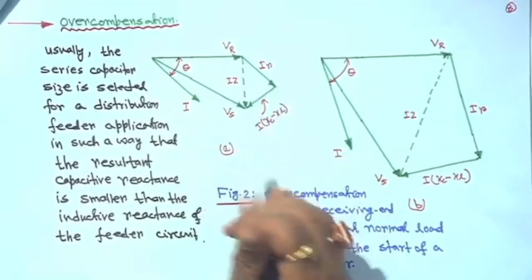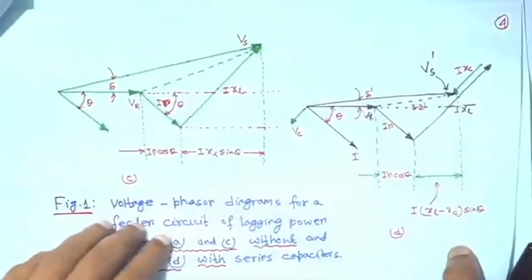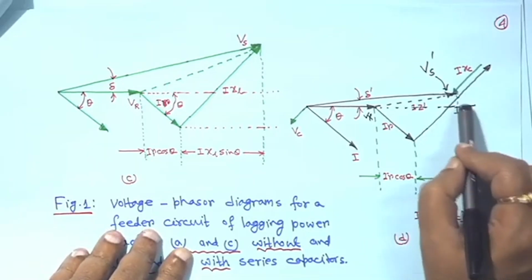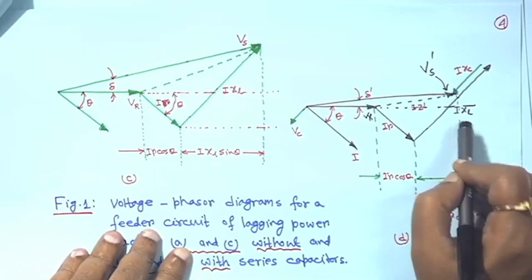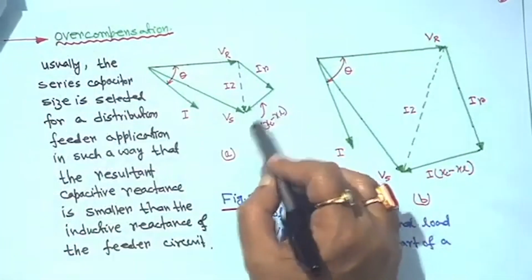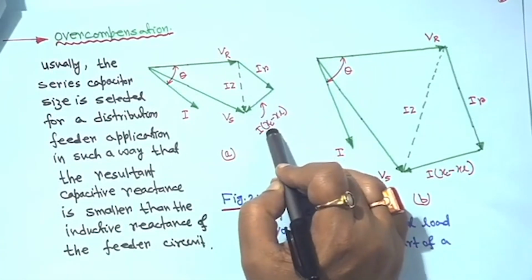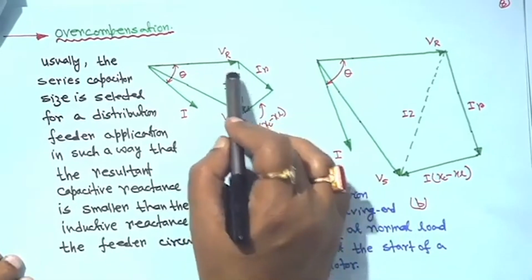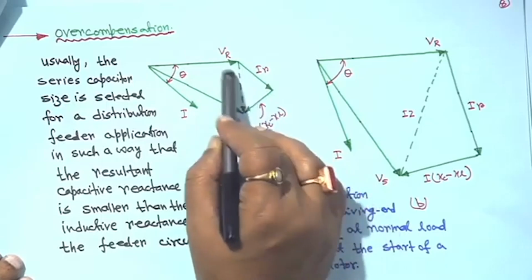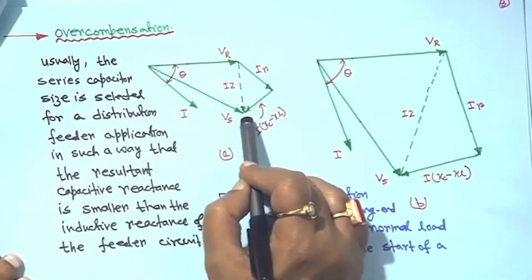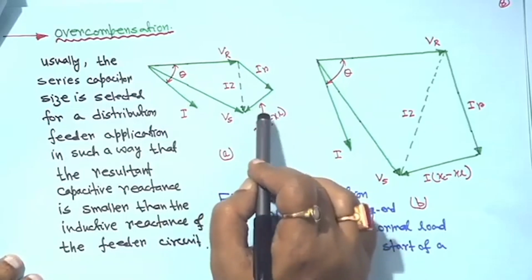Earlier, as long as XL was greater than XC, the phasor diagram was on this side. But if XC is greater than XL, then it is negative, and it will move to this side. That is why in this phasor diagram I(XL minus XC) is on this side. This is your V, and this angle is never 90 degrees unless it is some special case, but that is because of my drawing. This angle is theta, and this is your sending end voltage for the overcompensation case.